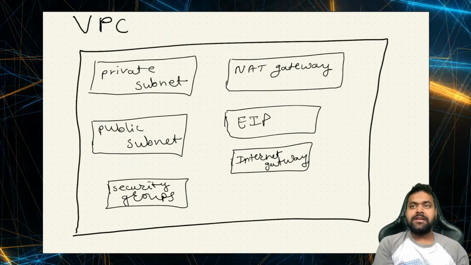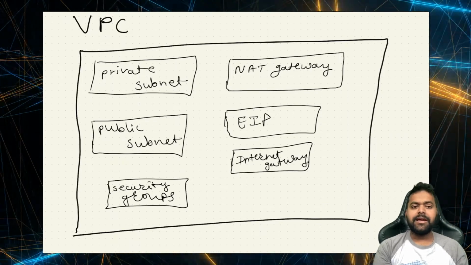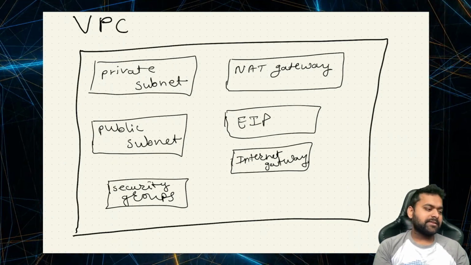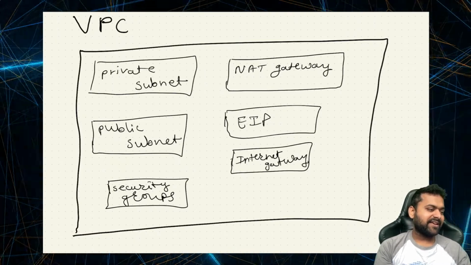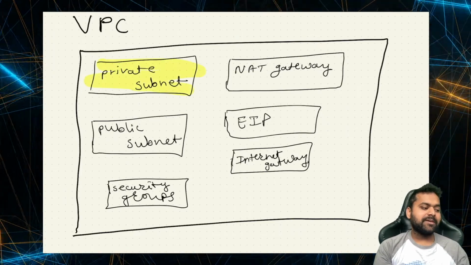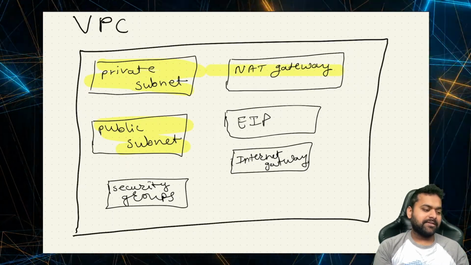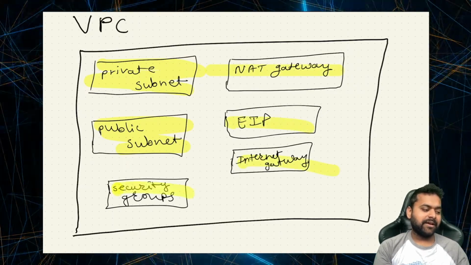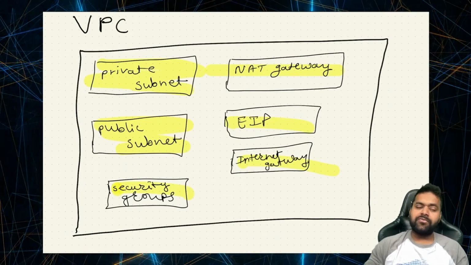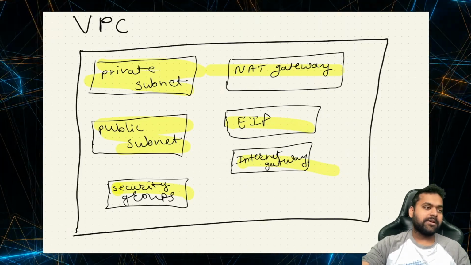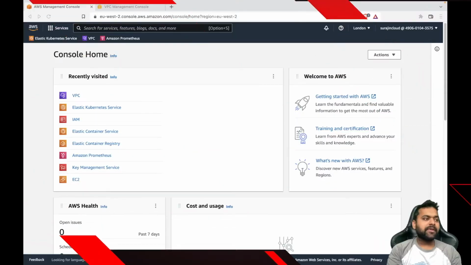In the VPC, usually I use Terraform VPC module to create a simple VPC. It sets up few different things. It spins up the private subnets, public subnets, NAT gateways, some elastic IP, internet gateway, and some security groups, right? So yeah, now we'll go into our console and see how it looks like, right?